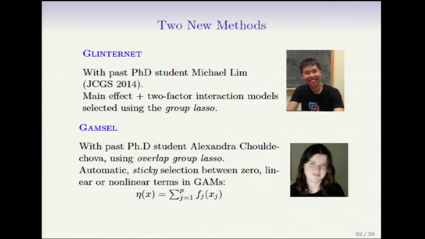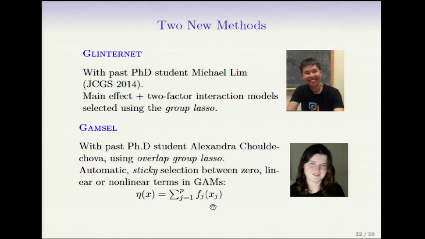And I'm kind of running out of time, so I'm just going to very quickly tell you about two new methods that come from my PhD students. Well, he was a PhD student, but I co-advised Alexander as well. And so the two techniques are called GLMNet and GAMSEL. So one thing we learned from Jerry Friedman is if you come up with a new technique, you must come up with a nice name for it too, a catchy name. So these are pretty catchy.